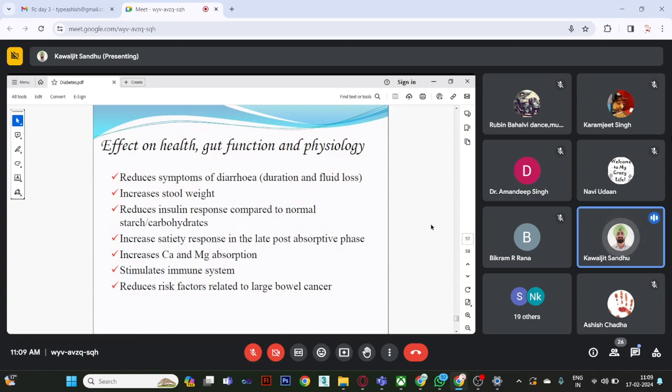Immune system is definitely stimulated. You might have heard that your immunity is good if your large intestine is working properly. So the better the environment of the large intestine, the better the immune system of the body. And I have told you that the risk of colon cancer is decreased if you have a very good amount of resistant carbohydrate content.